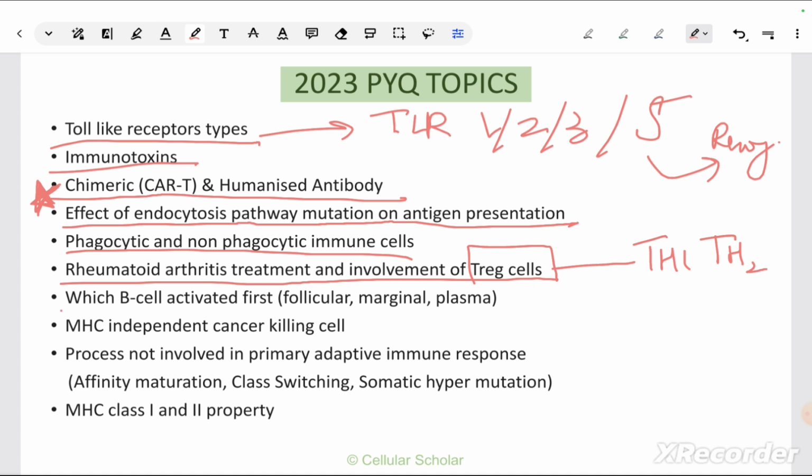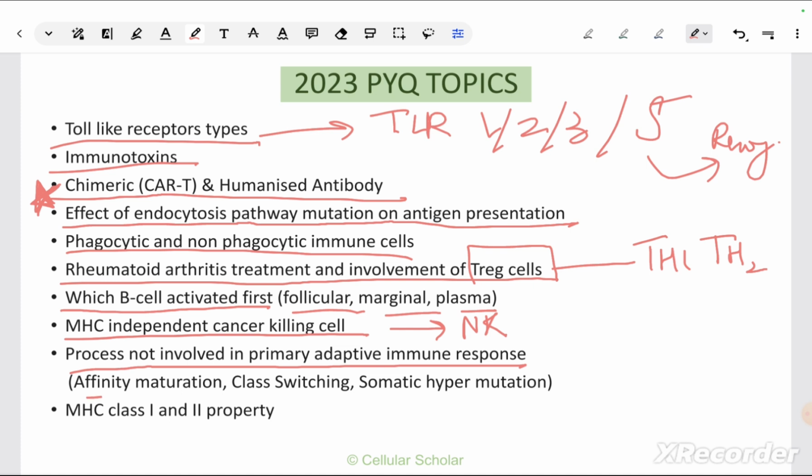Now, which B cell is activated first, follicular, marginal or plasma? MHC independent cancer killing cell. I think the answer for this was NK cells. Process not involved in primary adaptive immune response. The options were affinity maturation, class switching, somatic hypermutation. And again, MHC class 1 and class 2 properties, very very important.